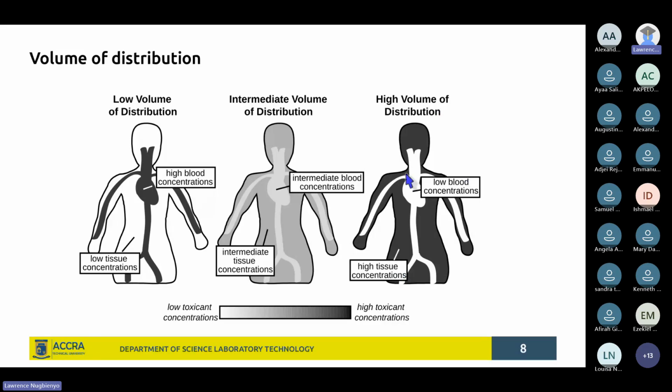So if you do, say, mathematically, the ratio of the concentration of the substance in the tissues to the concentration of the substance in the bloodstream, of course, that value is going to be very high, and that is what is being referred to as the high volume of distribution.